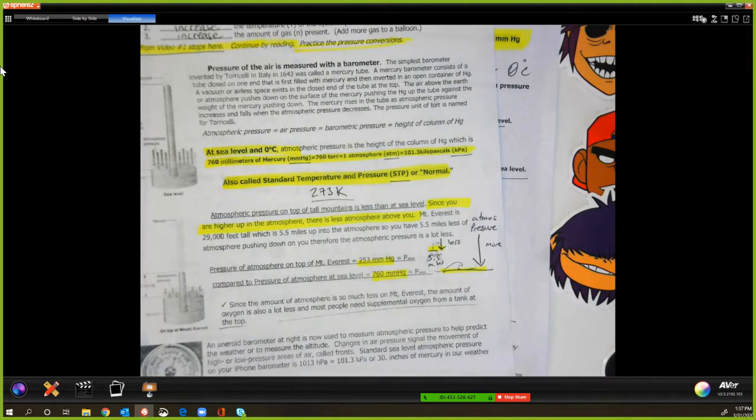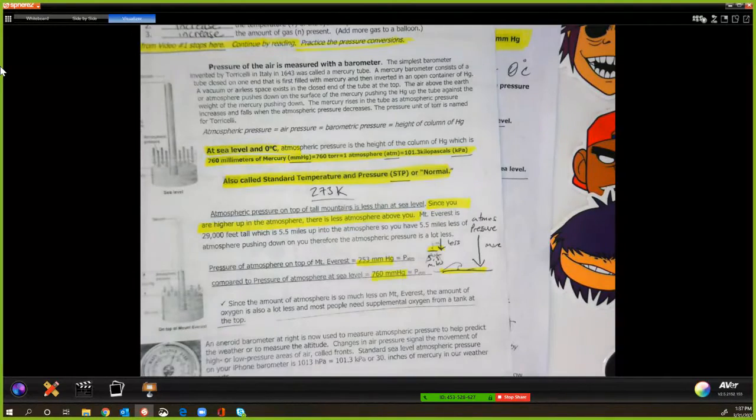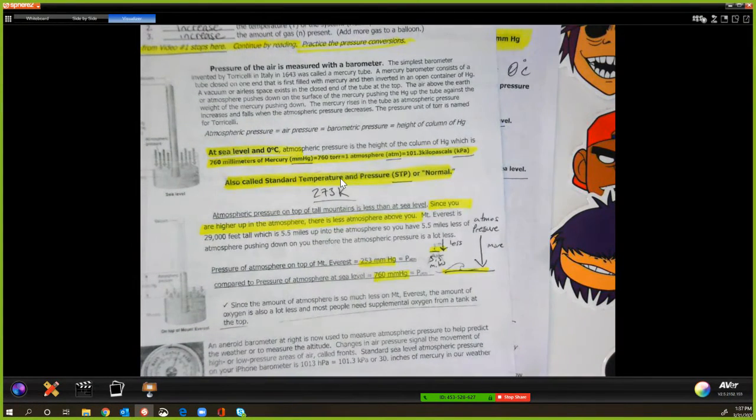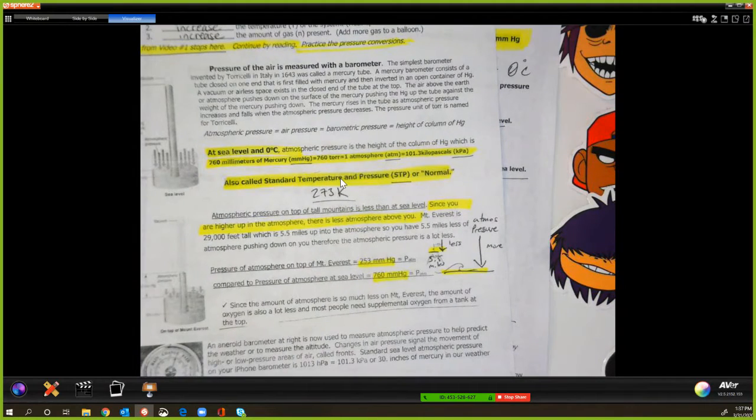Like when we went to Ecuador, they're higher up, and it's harder to breathe up there because the oxygen's thinner. Okay, and they talk about a barometer, and they ask you to convert.